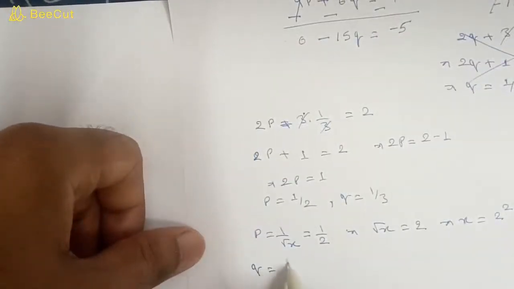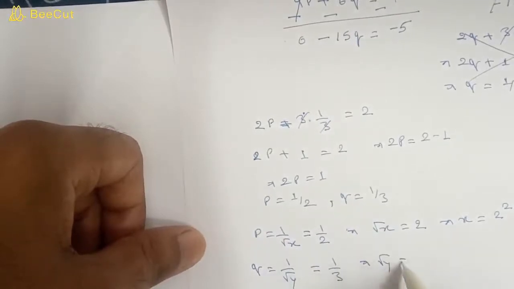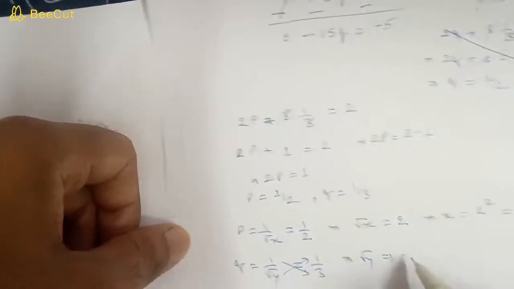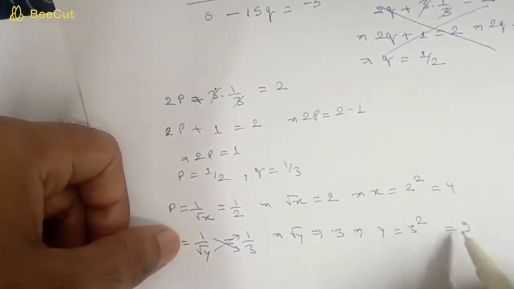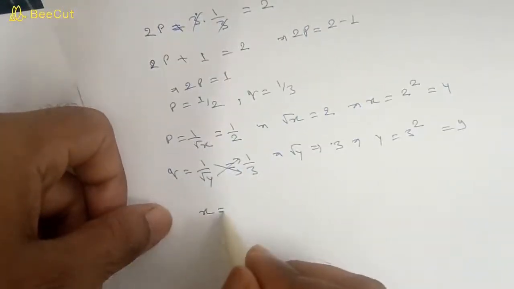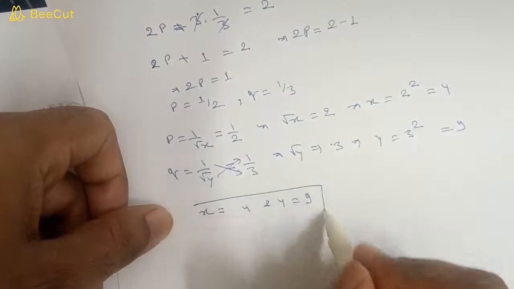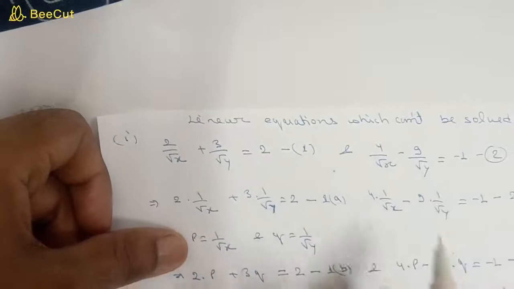So we got x is equal to 4, and q is equal to 1 by root y is equal to 1 by 3. So by cross multiplication, root y into 1 is equal to 3 into 1. Root y is equal to 3. So y is equal to 3 to the power 2 is equal to 9. So we will get x is equal to 4 and y is equal to 9. This is the solution, the answer of this pair of equations. The solution is x is equal to 4 and y is equal to 9.